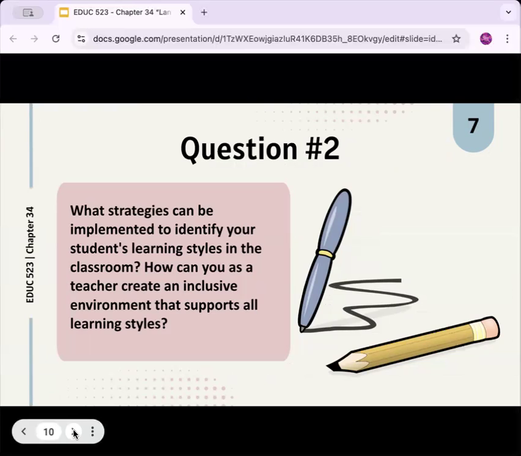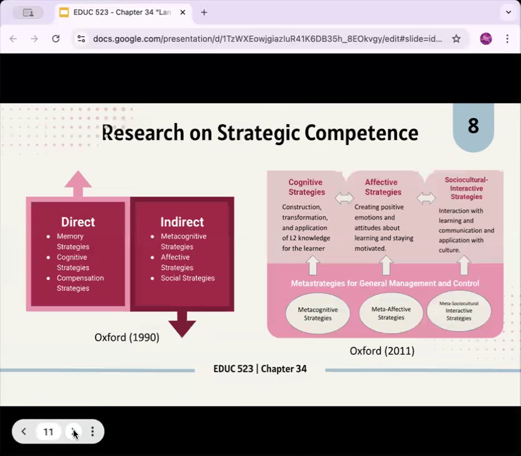So here we're going to stop and think and go into question number 2. What strategies can be implemented to identify your students' learning styles in the classroom? And how can you as a teacher create an inclusive environment that supports all learning styles? So take a moment to think about that. And we're going to move into research on strategic competence.